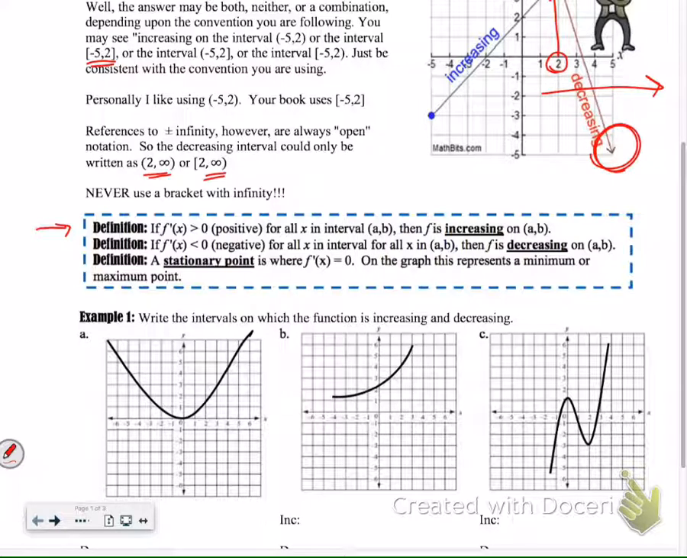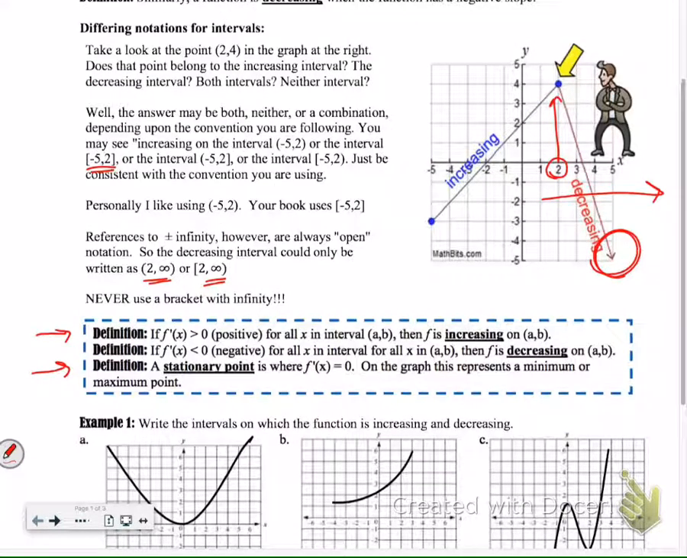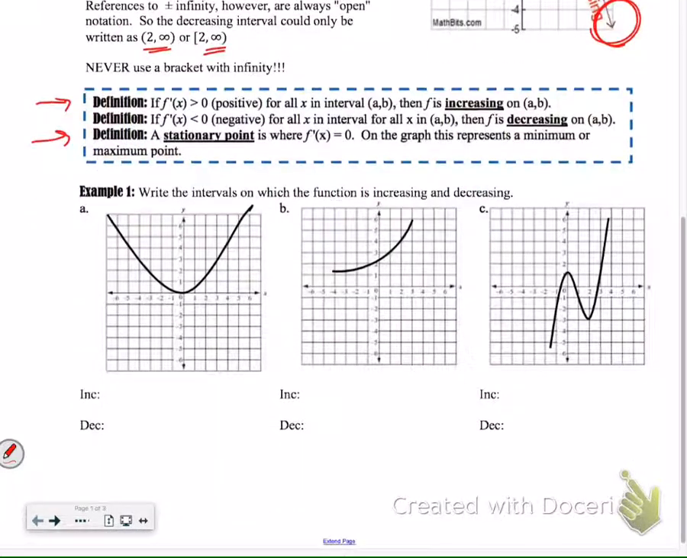Okay. And then finally here, a stationary point, that's where your derivative is equal to 0. That would be on the graph someplace where you have a minimum or a maximum point. And that's because you're not actually increasing or decreasing at that spot. So for example, on my picture up here, the yellow arrow, that would be a stationary point. My derivative is equal to 0 there because the slope of the tangent is 0 there. It's not really increasing or decreasing at all at that point. So stationary, not moving.